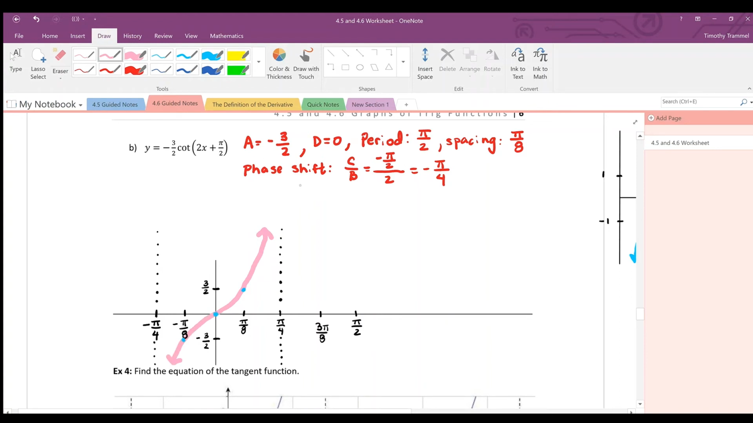There we go. All right, and then, like I said, we need a couple more quarter points here. So this was 4 pi over 8. So the next one should be 5 pi over 8. And then we should hit 6 pi over 8, which is 3 pi over 4. And that is our last asymptote that we're going to graph, because we're asked to do 2 periods of this function.